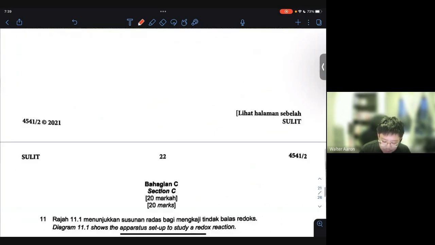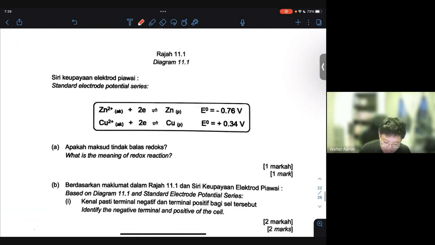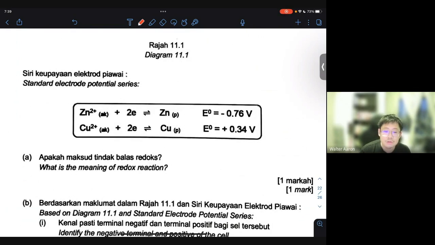Now let's move on to the next question, which is section C, the last question for number 11. So diagram 11.1 shows the apparatus set up to study a redox reaction. So what we have over here is zinc dipped into a porous pot containing zinc sulfate solution. And the whole setup is actually dipped into another beaker, which is filled with copper 2 sulfate. And on the right side, you can see copper electrode is being immersed into the copper 2 sulfate solution. Okay, now let me give you the standard electrode potential for the zinc and copper.